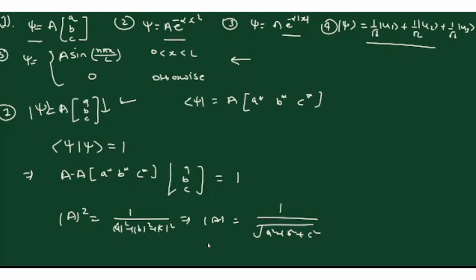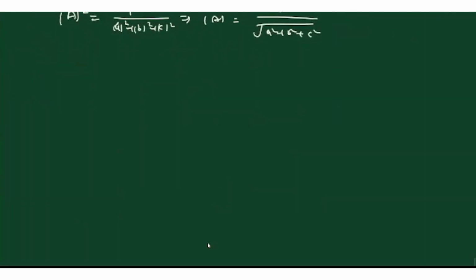When you have a matrix representation in column form or something like this, you have to take the transpose and the conjugate, that is the conjugate transpose, and after that calculate this thing. Okay, this is the condition of the normalization. Now let's see the second question.